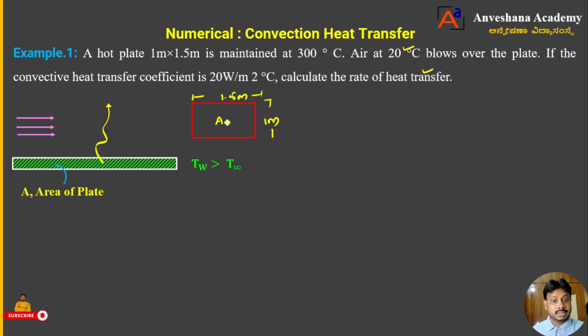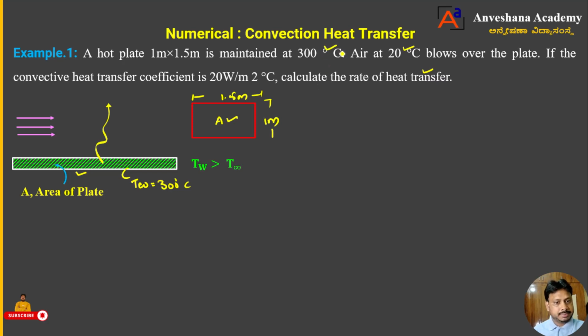With the help of this data, I can calculate the area. Then when we look at the front view, it looks like this. The temperature of that plate is 300 degrees Celsius. Dear students, as I told, the temperature of the wall or plate I will represent here as TW. TW is equal to how much he has given? 300 degrees Celsius. That means there is a hot plate, and its temperature is 300 degrees Celsius.